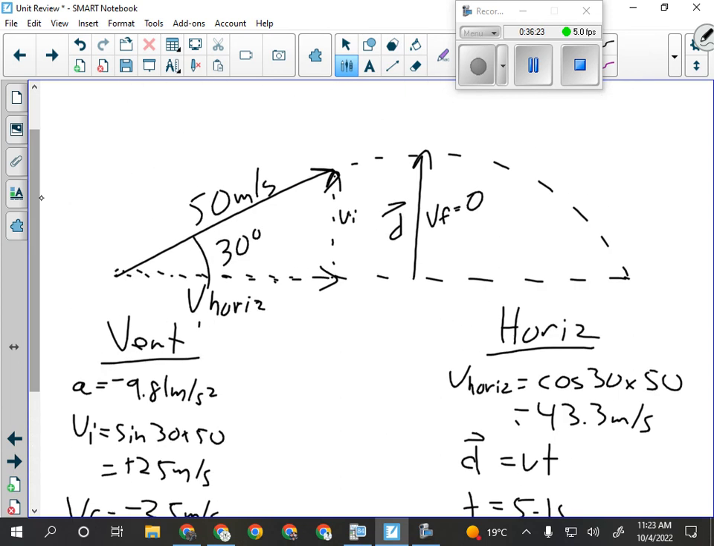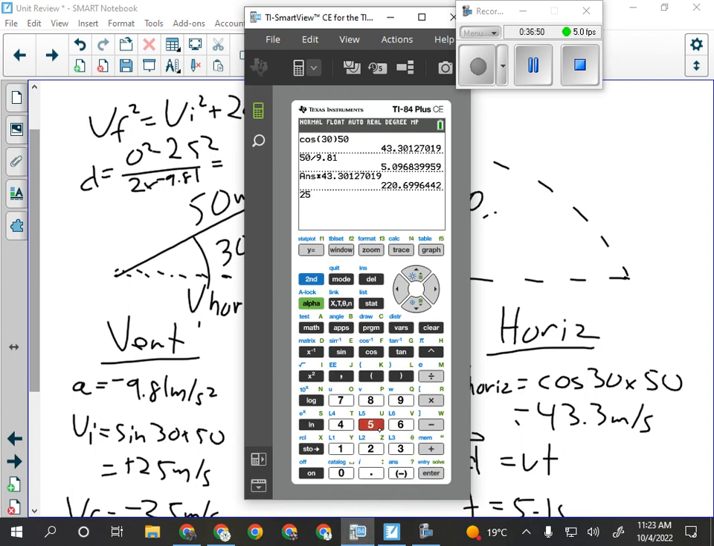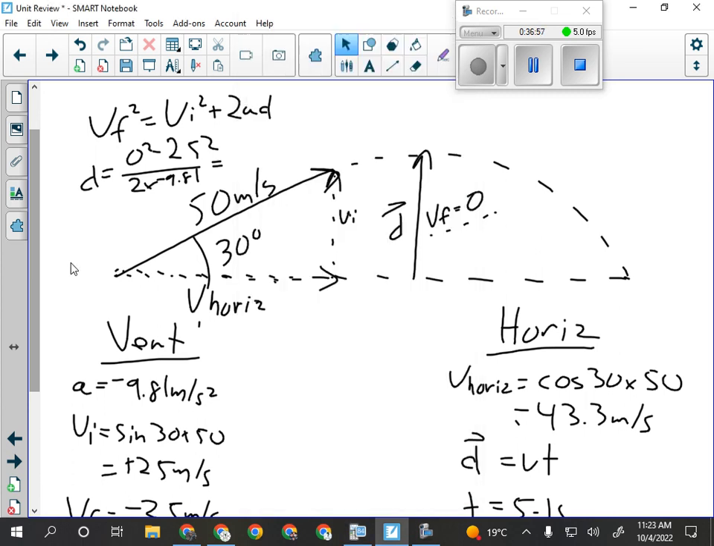To calculate the maximum height, that's the vertical displacement at the halfway point where VF is 0. So that's going to be VF squared equals VI squared plus 2AD. Okay, and I'm simply going to manipulate for D. So that'll be 0 squared minus 25 squared divided by 2 times negative 9.81. All right, so we're looking at a maximum height of 32 meters.